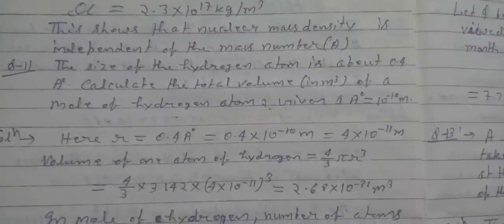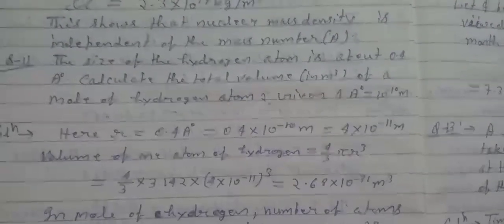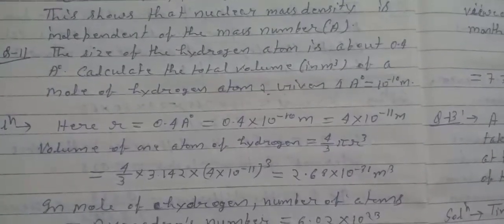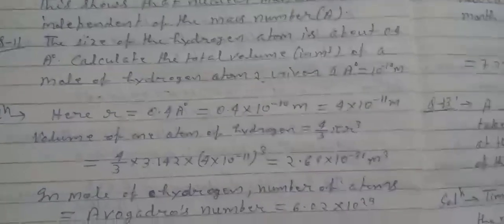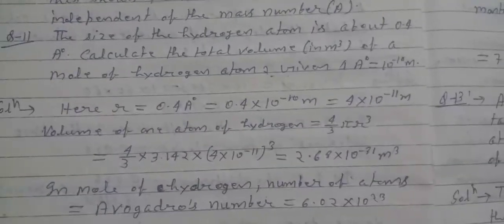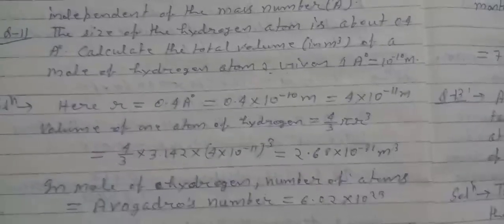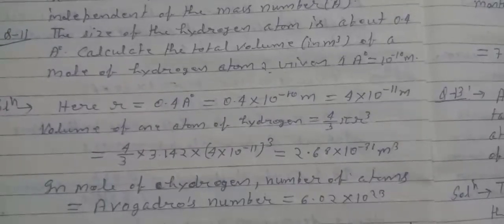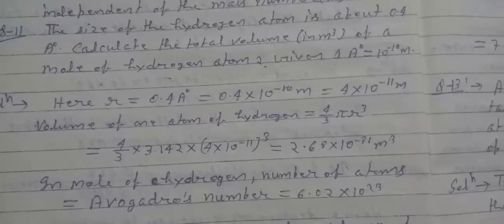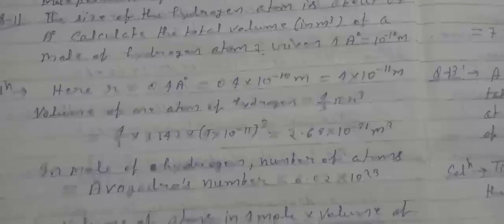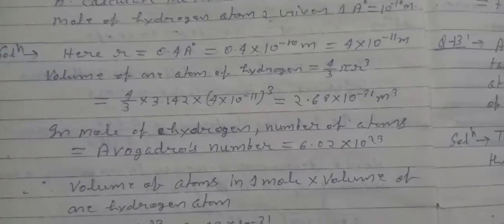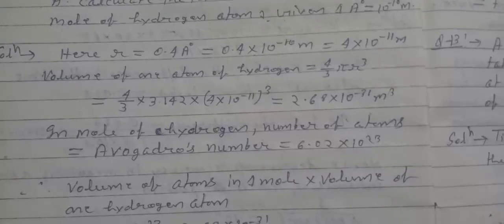The size of the hydrogen atom is about 0.4 angstrom. Calculate the total volume in meter cube of a mole of hydrogen atoms. Given 1 angstrom equals 10 to the power minus 10 meter. Here r equals 0.4 angstrom, or 0.4 into 10 to the power minus 10 meter, or 4 into 10 to the power minus 11 meter. Volume of one atom of hydrogen is 4 by 3 pi r cube. Putting values, we get 2.68 into 10 to the power minus 31 meter cube.